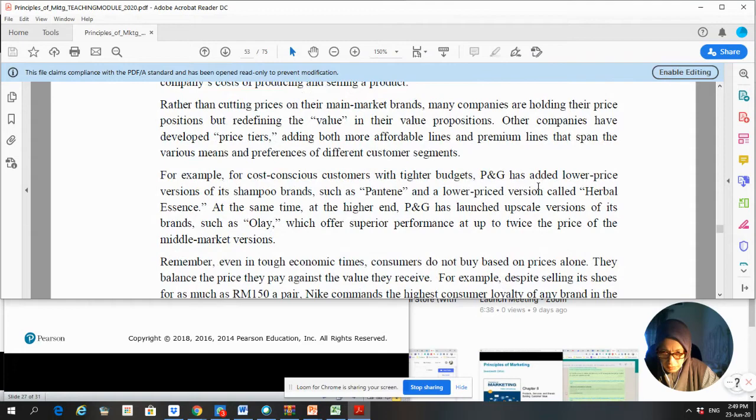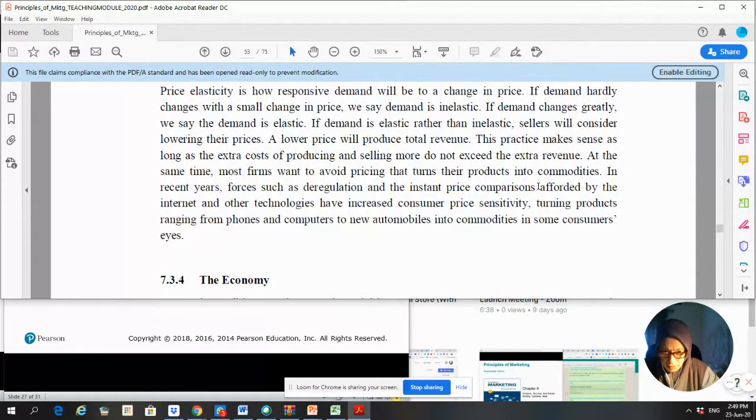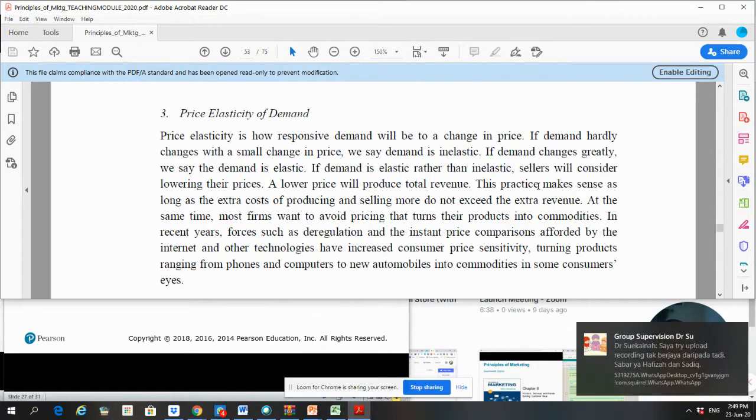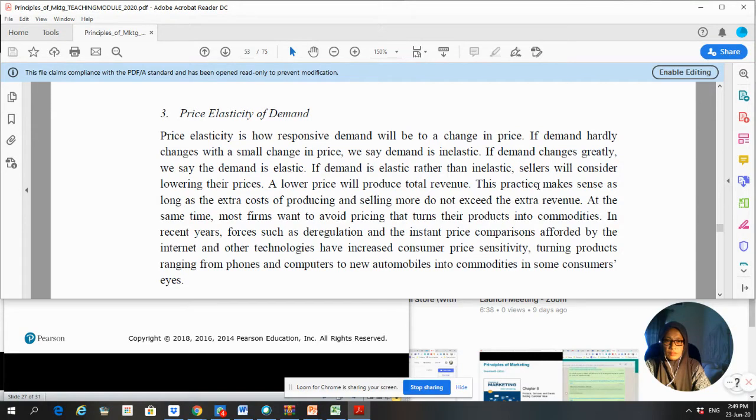Let's see an example here. For example, the price of oil, okay? Let's say only a 10 cents movement of price, so people keep on, the demand for oil will increase drastically, even though it's only 1 cent, right? Price elasticity.